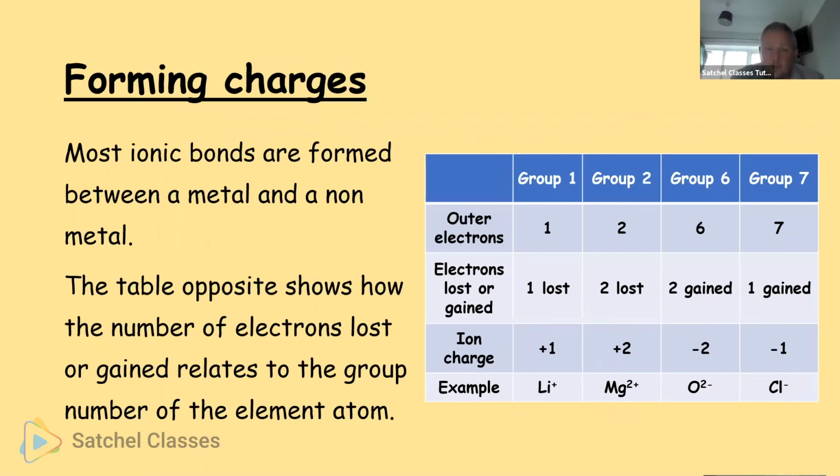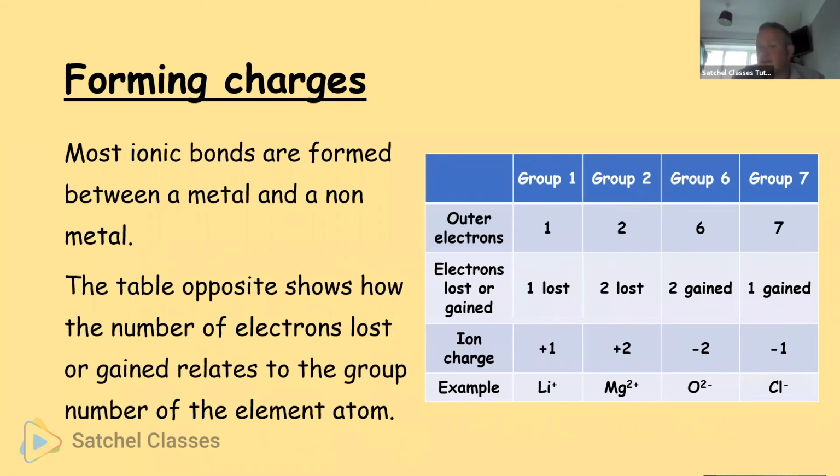That means it will gain a positive charge. The example being lithium, Li+. Group 2 has 2 electrons in its outer shell, so it will lose those 2. It has an ion charge of +2, and an example is magnesium, Mg2+. Group 6 and 7 are non-metals. We've already said that non-metals gain electrons to gain full shells.